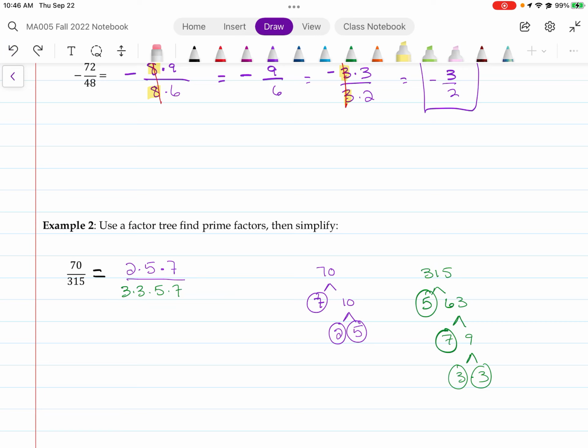All right, so let's look for common factors, top and bottom. There's no 2's on the bottom, so I'll go to 5. There is a 5 on the top and a 5 on the bottom. And then there is a 7 on the top and a 7 on the bottom. So those will divide out to make 1's. And I write what I have left, which is 2 over 3 times 3, which is 9. 2 ninths, I guess. All right, so you get 2 ninths as an answer here. All right, moving on.